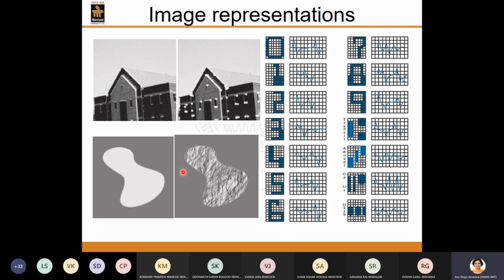Like for example, this is an object in which there is no specific texture. And here it is the same object with a particular texture. So just to show you what texture exactly means: texture means you can make out a certain kind of pattern which is present in an object.